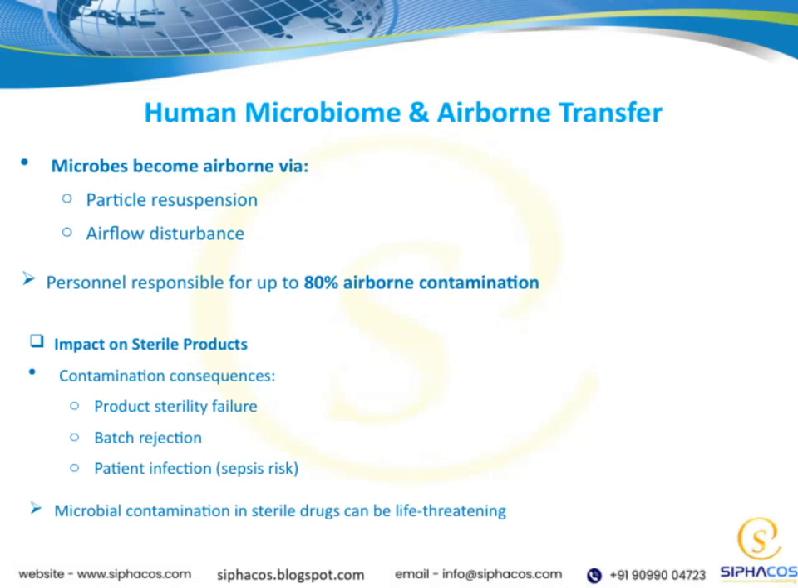Now, let's consider the impact on sterile products when contamination occurs. Contamination can lead to several serious consequences, starting with product sterility failure. When sterility is compromised, the product may no longer be safe for use, which can have dire effects. This often results in batch rejection, meaning the entire batch has to be discarded, leading to significant financial losses and delays. Most importantly, contaminated sterile drugs can pose a direct threat to patient safety, increasing the risk of infections such as sepsis, which can be life-threatening.